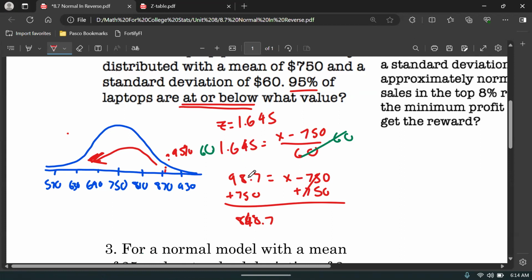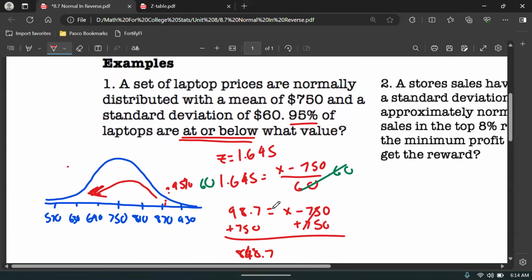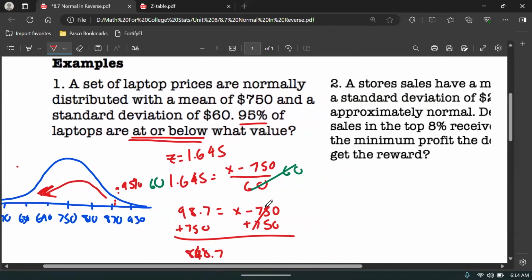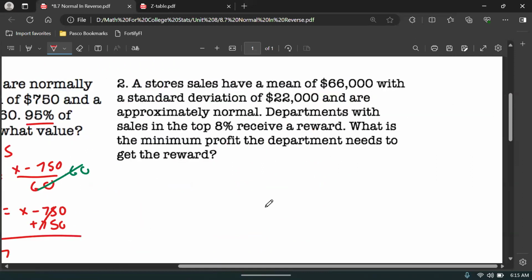So yeah, you could definitely do it by hand. You can also use a calculator. Either way works. Let's try it again. The store sales have a mean of 66,000 and a standard deviation of 22,000 and approximately normal. Departments with sales in the top 8% receive a reward. What is the minimum profit that department needs to get the reward?